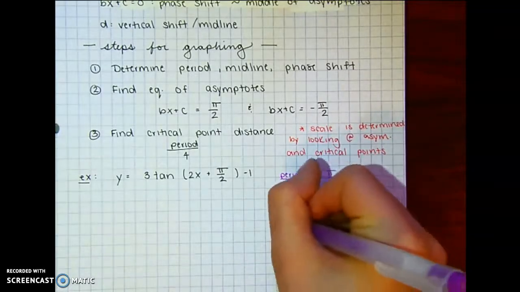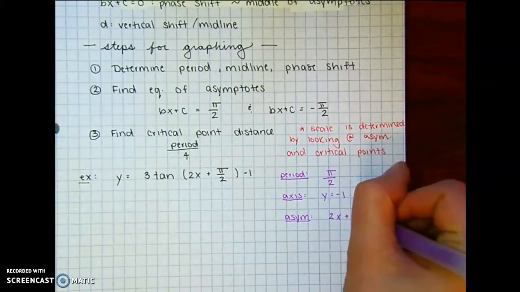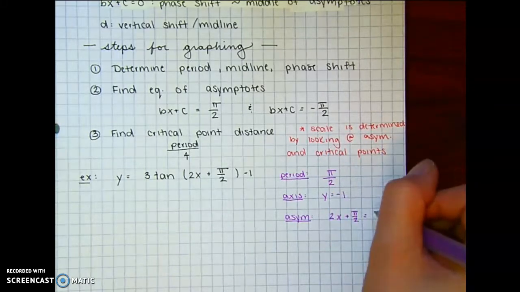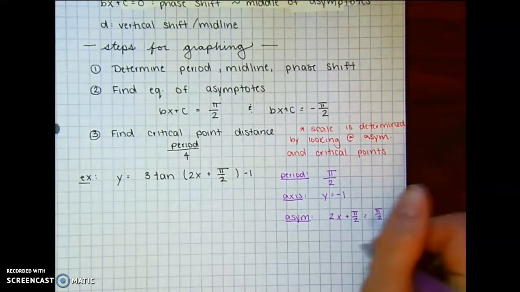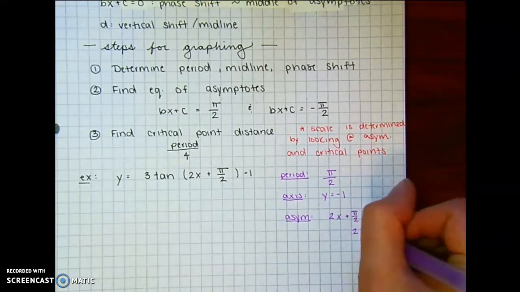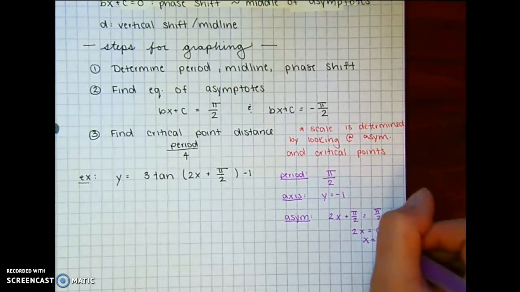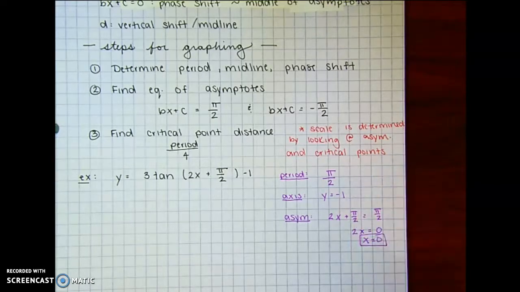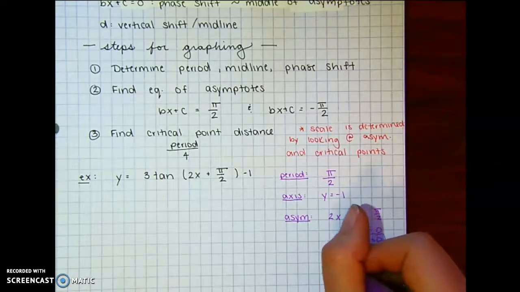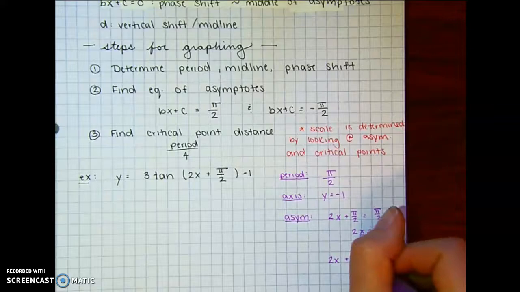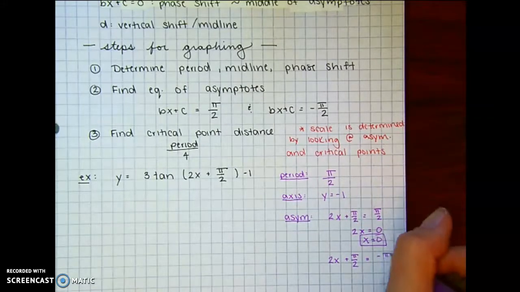And those are going to be vertical lines. So I'm going to take bx plus c, 2x plus pi over 2, and I'm going to set it equal to pi over 2 because that's where we're undefined. So when I subtract, I get 2x equals 0. So that means x equals 0 is one asymptote. And there's more than one asymptote, guys, but this is just going to give us our baseline for where we're starting.